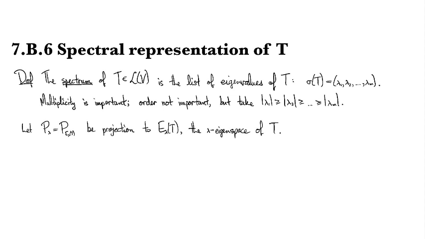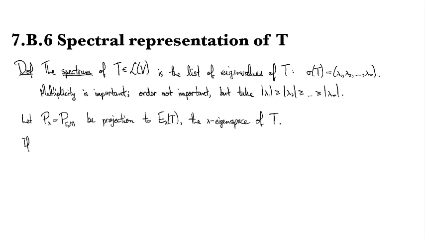By the way, that definition up there for spectrum is for any operator. It doesn't need to be a self-adjoint operator. Any operator you can talk about its spectrum. So if T is self-adjoint, then let E1 through En be the orthonormal basis of eigenvectors of T.